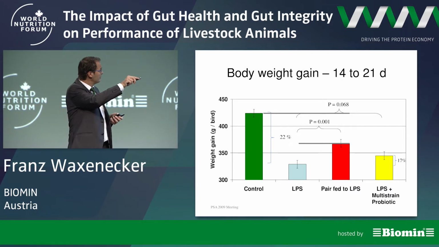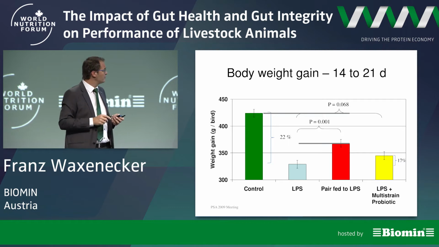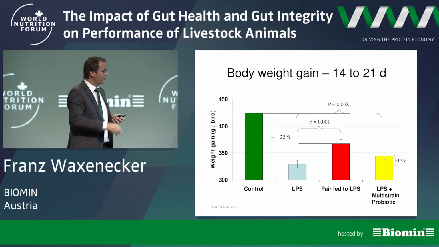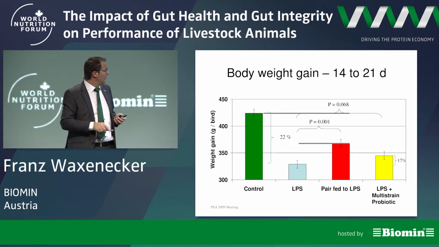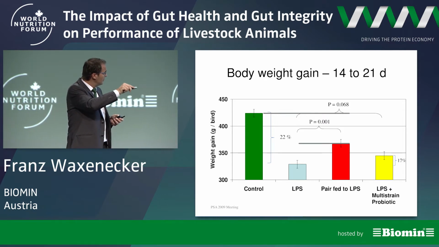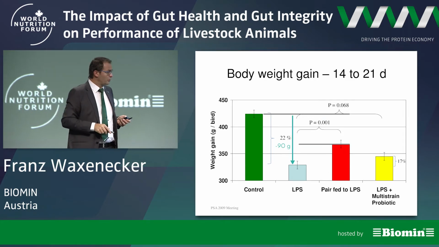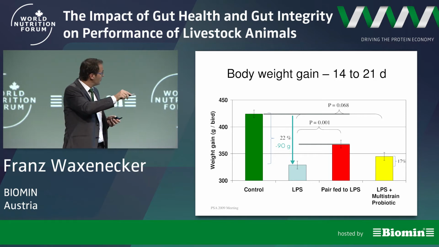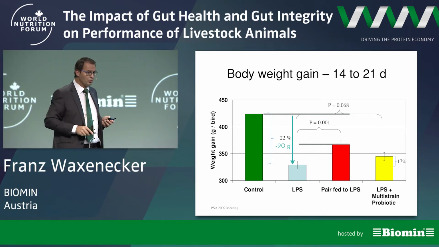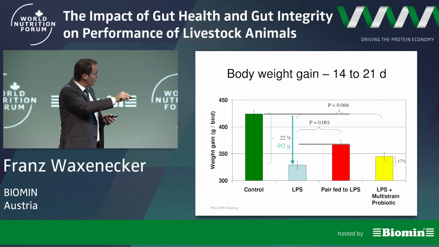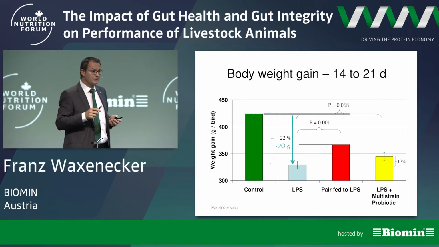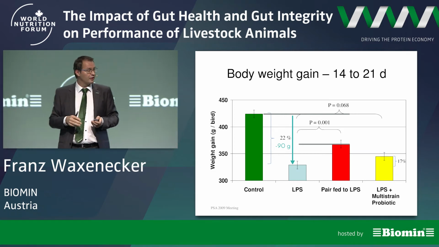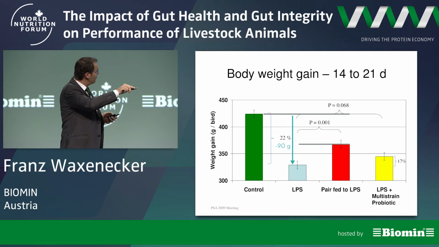In this phase, the period from day 14 to 21, these birds were gaining weight. The control group was growing approximately 420 to 430 grams, and we saw a significant reduction in growth during this one week by this LPS challenge, minus 90 grams compared to control. The red group, which did not get the toxin but received a reduced quantity of feed, pair-fed with group 2, was growing better.